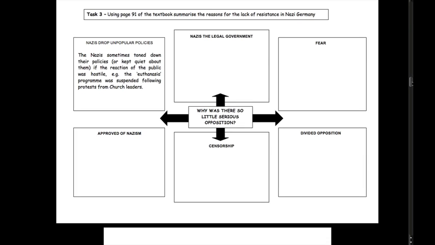Using page 91 of the textbook, students are being asked to write in each of these boxes a PEA paragraph. For example, fear was a reason why there was so little serious opposition. Evidence to support this is to explain the reasons that students are aware of how fear operated in Nazi Germany. And analysis explains why there was so little serious opposition, because. One example is provided over here.